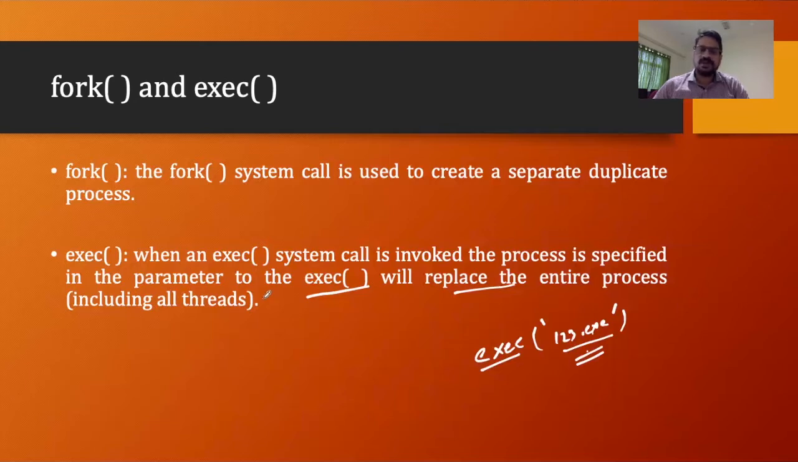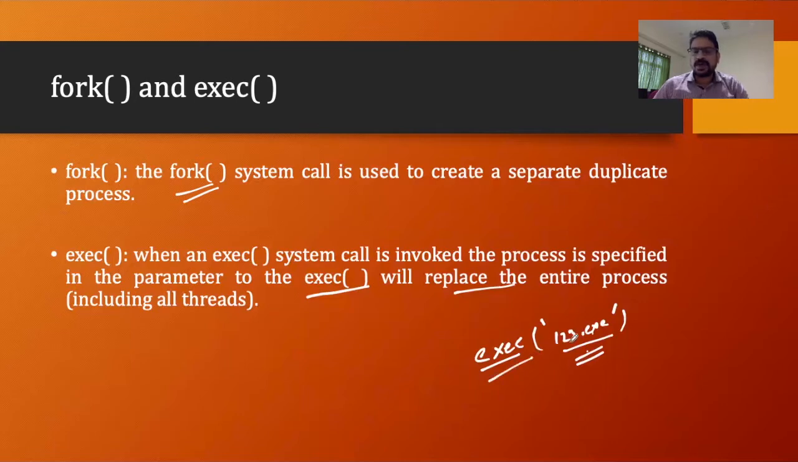So in that we need this particular system call, which is called fork. I told you why we require the fork system call, and why the exec system call alone is not sufficient. Now, what is a fork system call? The fork system call is used to create a separate duplicate process. It is required because exec will replace the entire process, meaning whatever process is invoking exec is just replaced.